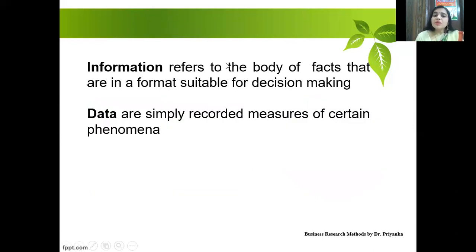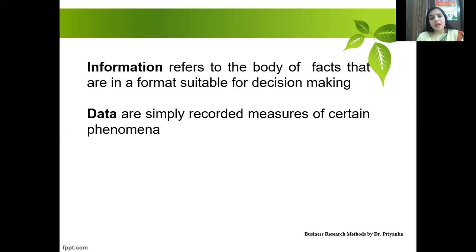Information refers to the body of facts that are in a format suitable for decision making. Information available is also one thing. After the data analysis, sometimes we get some data in the form of tables, so that we can just have a look and then decide that yes, this is to be done for this particular thing, right? It's easy to decide after that.